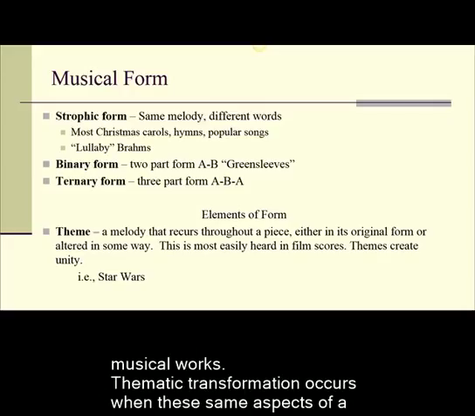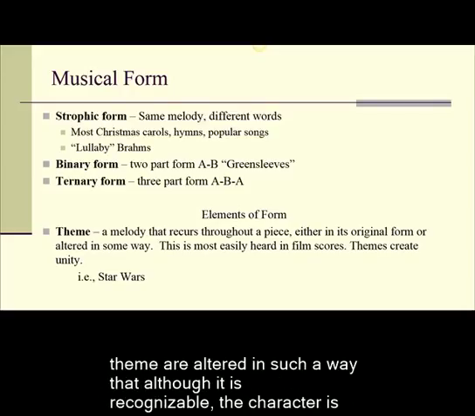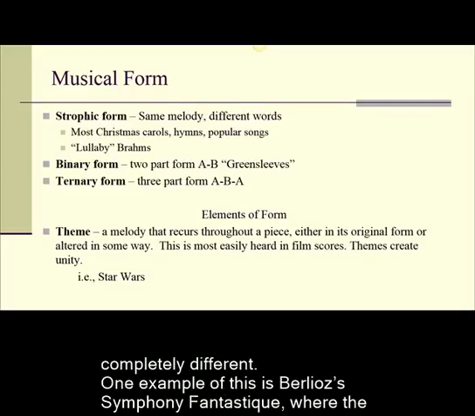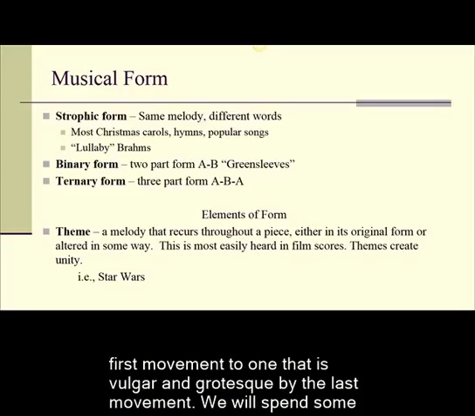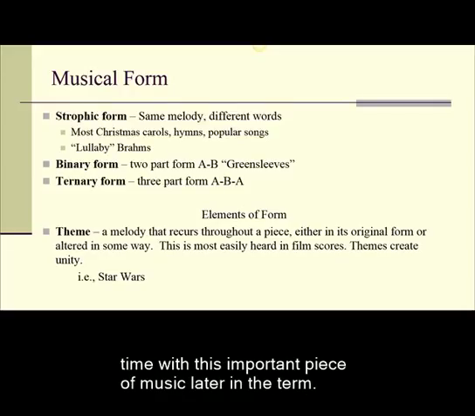Thematic transformation occurs when these same aspects of a theme are altered in such a way that although it is recognizable, the character is completely different. One example of this is Berlioz's Symphonie Fantastique, where the theme of his beloved is gradually changed from a noble and reserved character in the first movement to one that is vulgar and grotesque by the last movement. We will spend some time with this important piece of music later in the term.